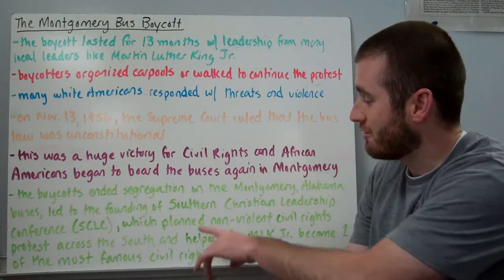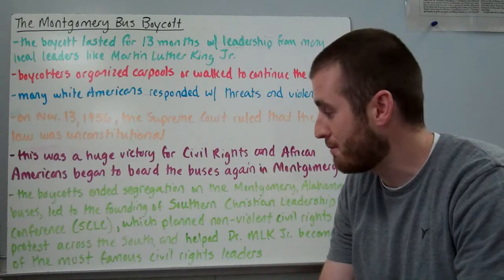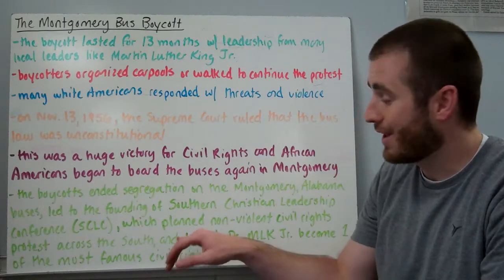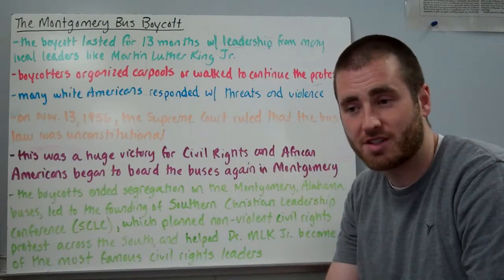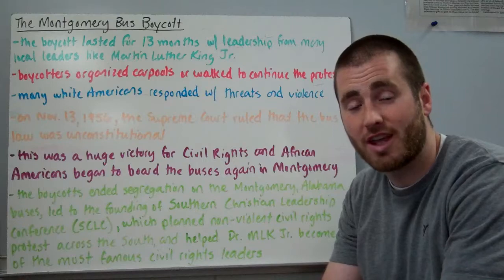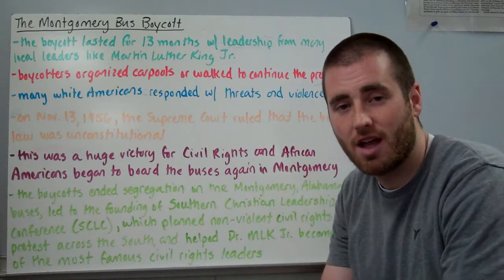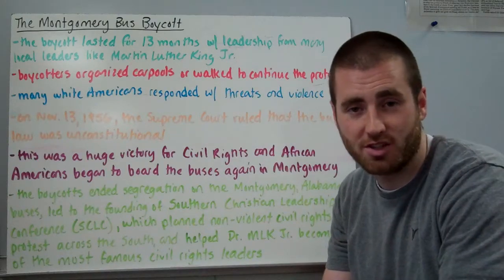So the boycotts ended segregation on the buses in Montgomery, Alabama, which was a huge benefit for them. It led to the founding of the Southern Christian Leadership Conference, the SCLC, an organization we'll talk about more, and they planned nonviolent protests and boycotts to help encourage civil rights and give African Americans a voice in this process. And it helped Dr. Martin Luther King Jr. become one of the most notable civil rights leaders of the time.